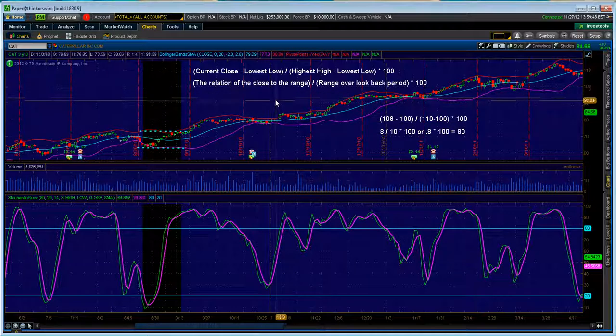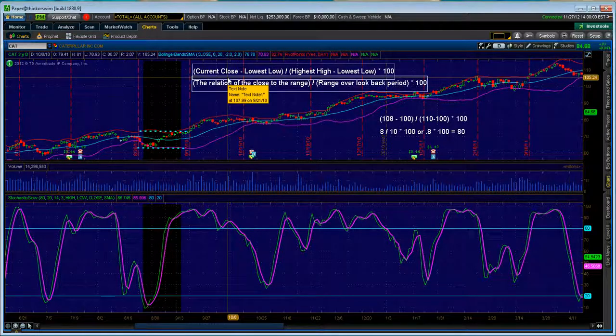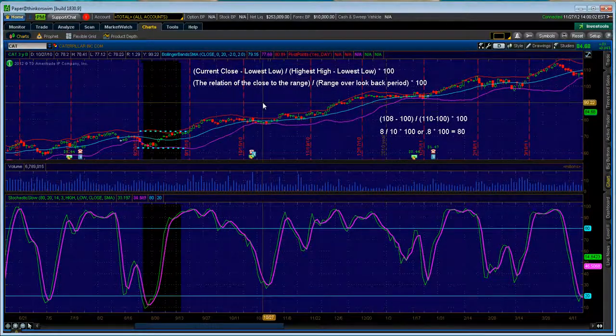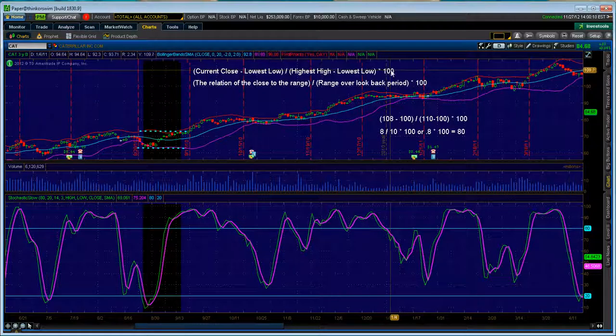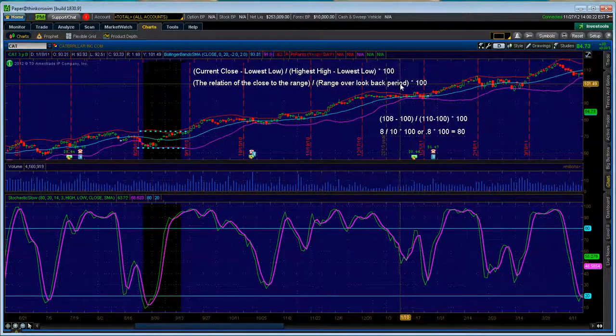Okay, so basically it's an indicator that doesn't represent volume or price. It represents the speed or momentum in the change of price. So the way you calculate it is you look at the current close minus the lowest low and divide that by the highest high minus the lowest low times 100, and that's just to take the fraction away and give us a whole number reading. So basically what are we saying here? Well, we're looking at the relation of the close to the range, and then you divide that by the range over the look back period.